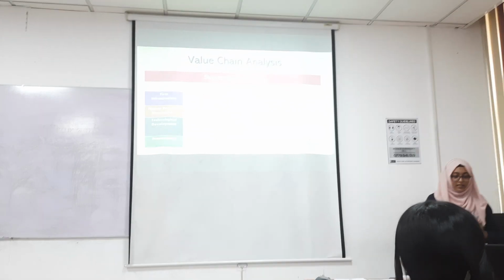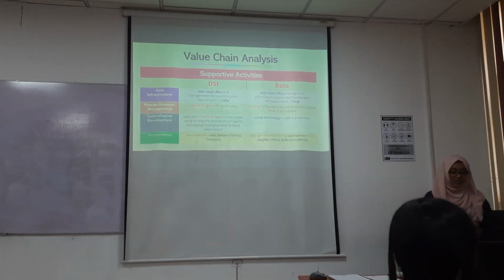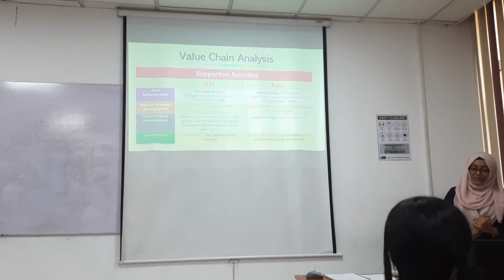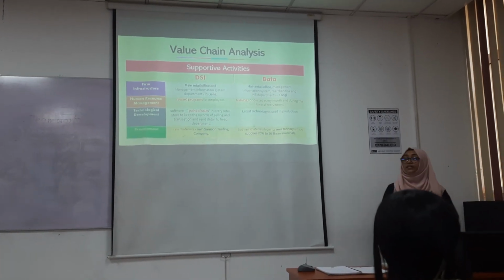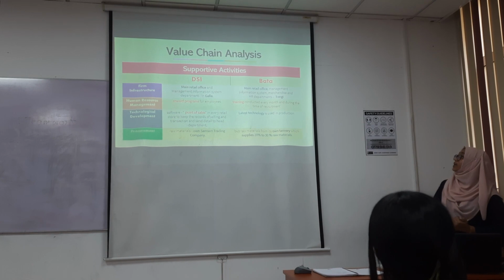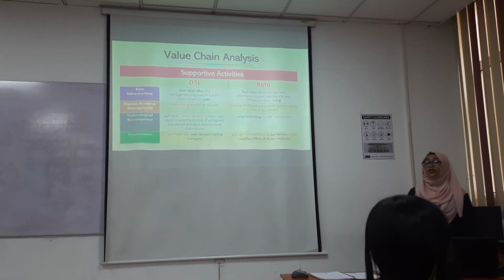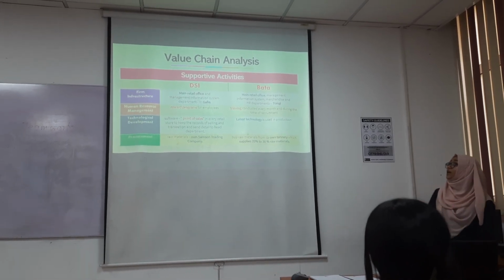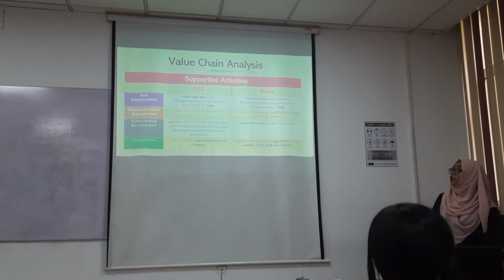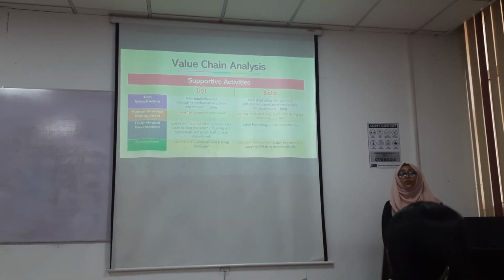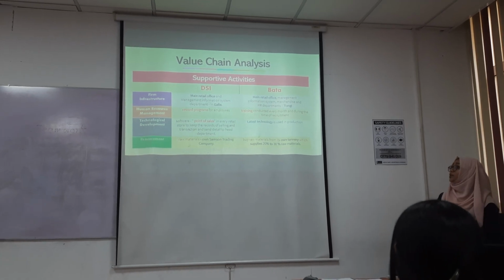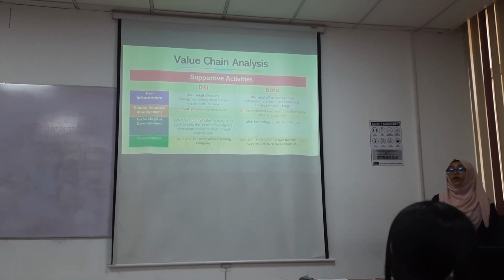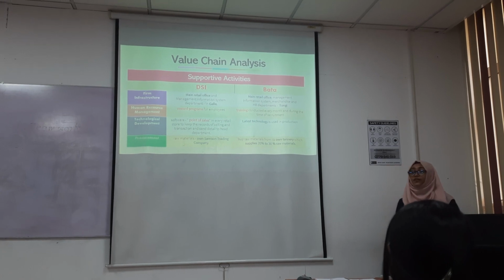The next part in the value chain analysis is the firm infrastructure, human resource management, technological development, and procurement. So when it comes to the firm infrastructure, their main retail office is located in Seoul, while Bata has their main retail office located in Tongji. And moving on to human resource management, DSI provides recognition to their employees through some reward programs, while Bata provides extensive training to the employees every month.